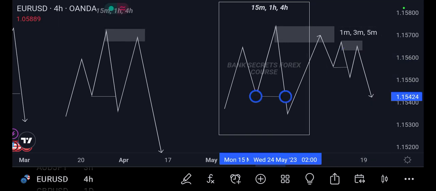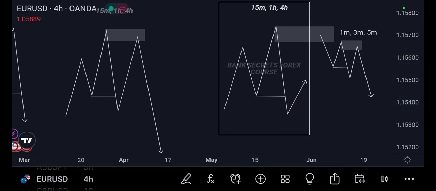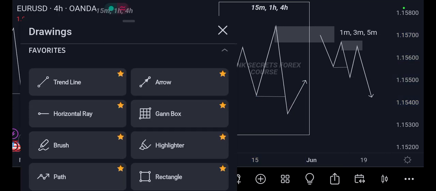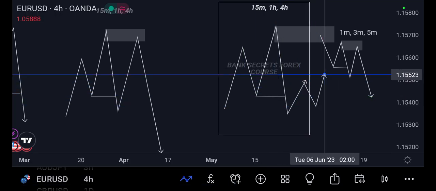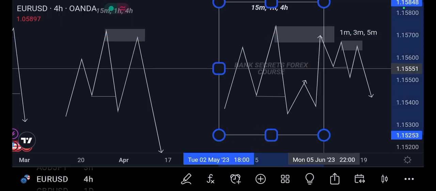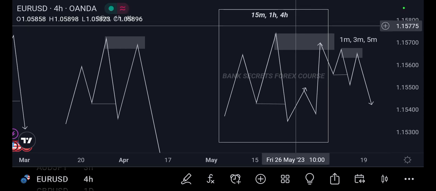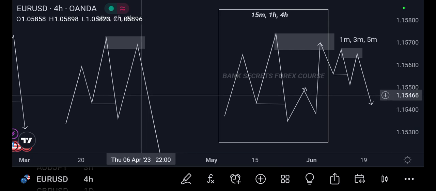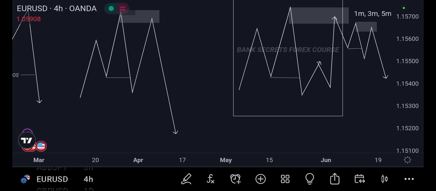Okay, let me try and make this a little bit like this. Let's just say price was going like this. It moved down and it moved back up. So this is it here. Price returned to the zone, to the 15-minute zone or 1 hour zone or 4 hour zone that you marked. Then the confirmation entry is gotten from the 1 minute time frame or 3 minutes time frame or 5 minutes time frame.